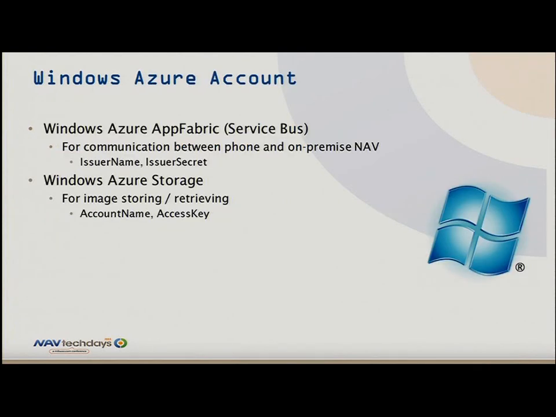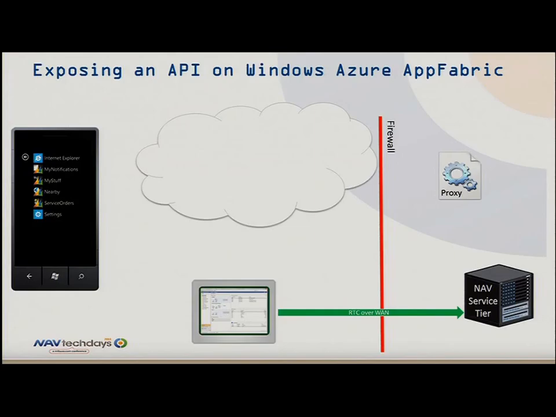And then the Azure account for using the service bus and Azure storage. So, step by step, what actually happened when I did the demo. The first thing is that whenever the proxy starts, it needs to expose itself on the service bus, like start up and make it so that people can connect to that one. And of course, connect to the NAV service tier via web services.